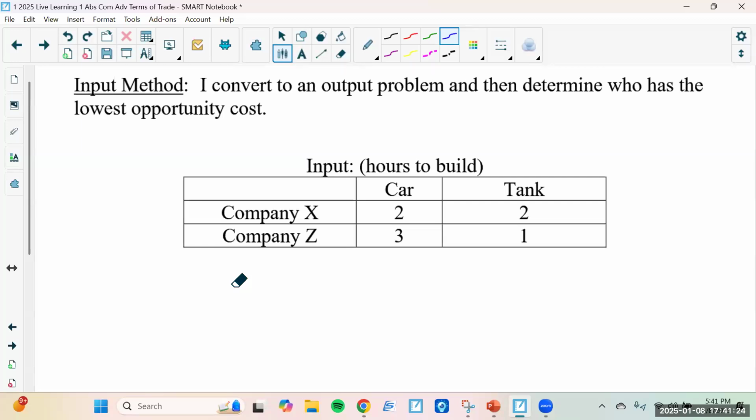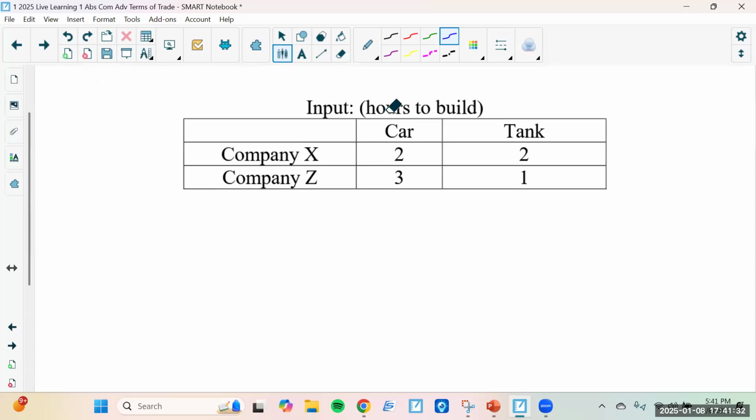You don't have to memorize anything. You just do it the same way as we just did. But what I do here is I just convert it to an output problem. This is hours to build. You're building one car or one tank. If it takes 2 hours to build, I want it to become number built in 1 hour. I want to make 1 hour your input. Number built is now an output problem, right? So what I'm doing is changing this to an output problem.